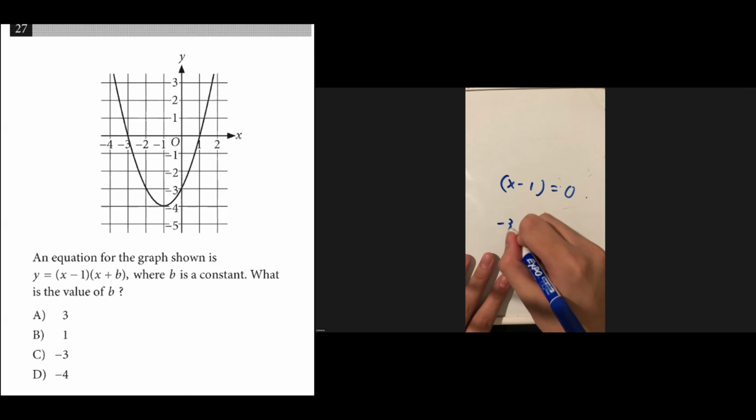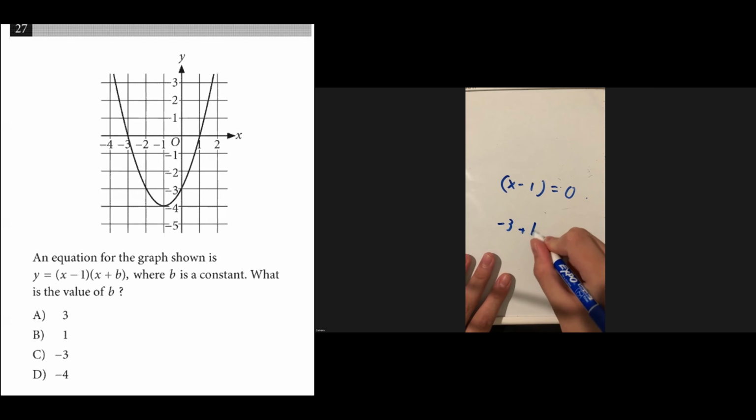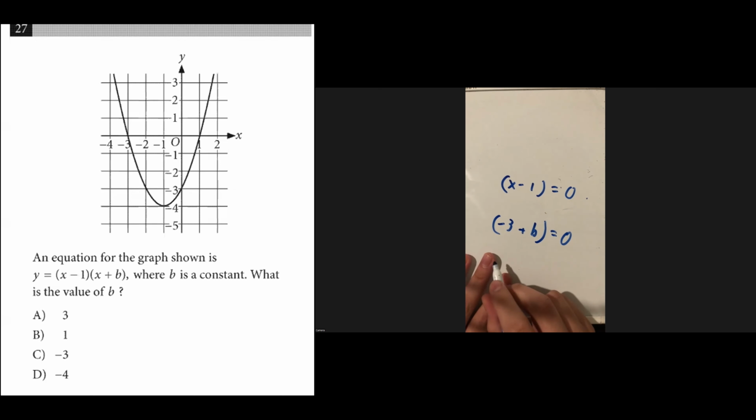So we have -3 plus b is equal to 0. Add 3 to both sides. b is equal to 3. And so the correct answer is A.